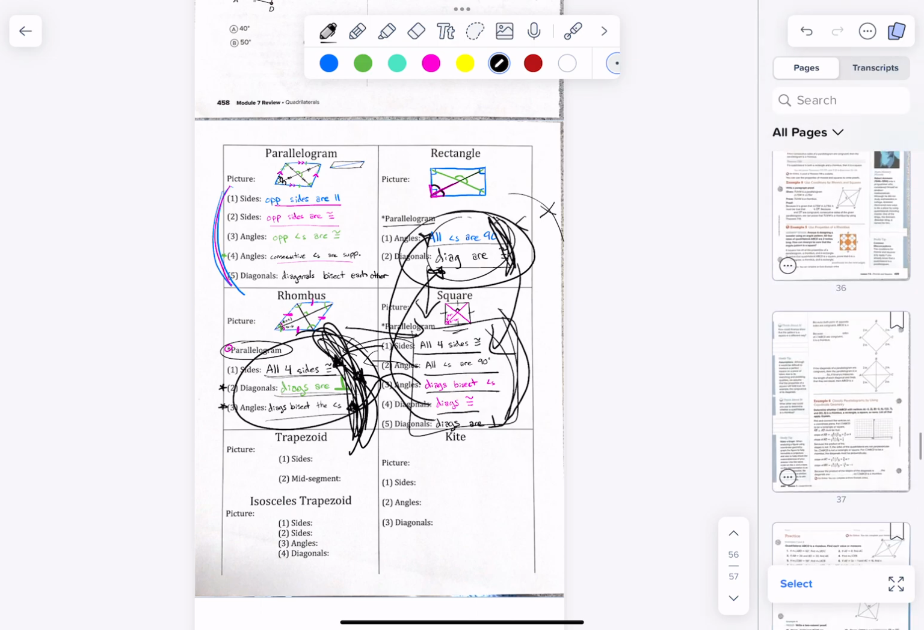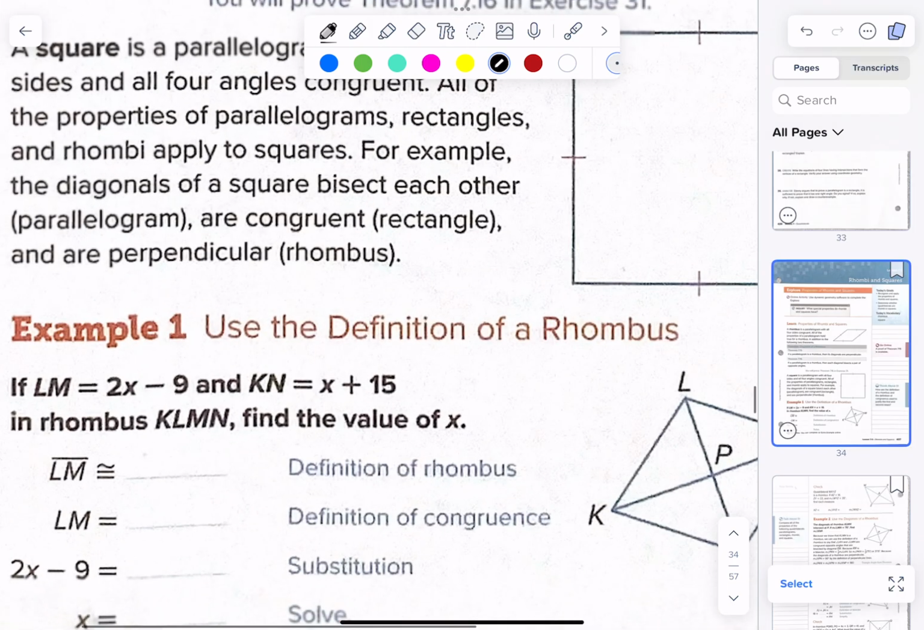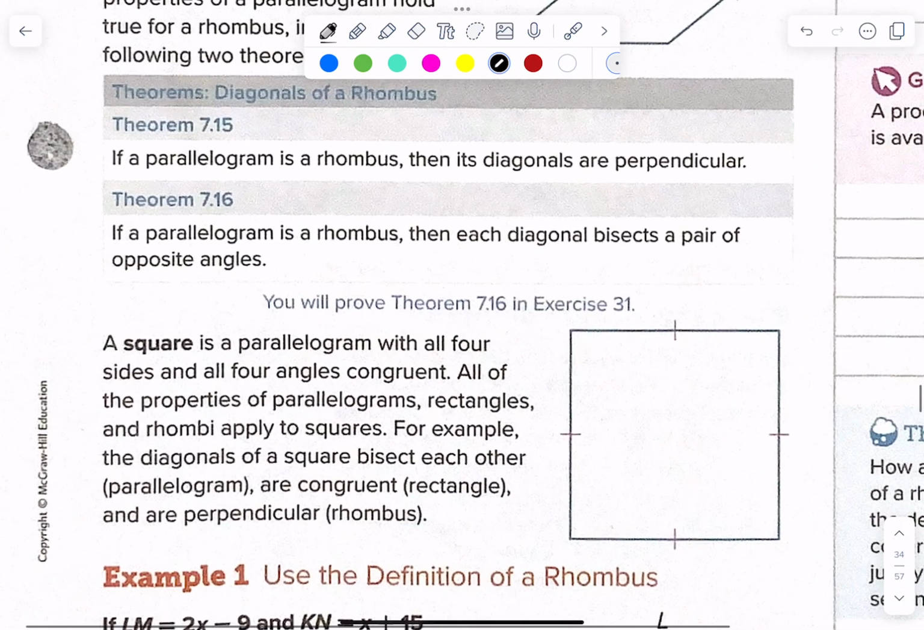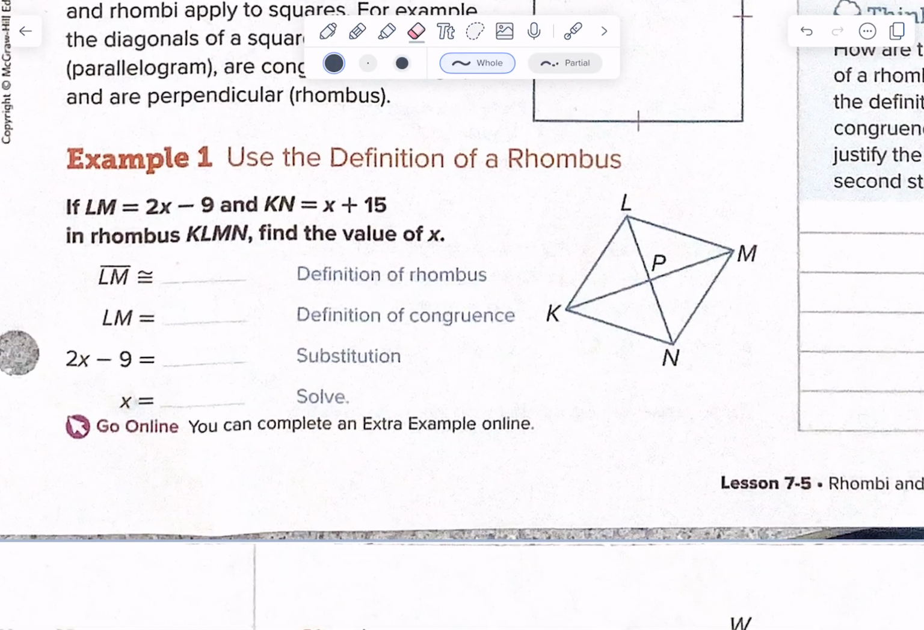Go to the notes. We'll do the first two and then we'll stop. Rhombus and square. We are on example 1. Anything that's up above here are the ones that are already on our grid. The diagonals are perpendicular. The diagonals bisect the opposite angles. We already know that. We wrote those down. Okay, let's do example 1. It says LM. Is LM a side or an angle?